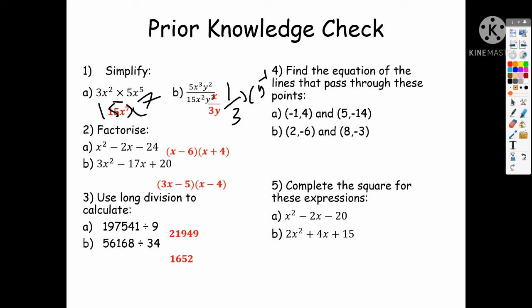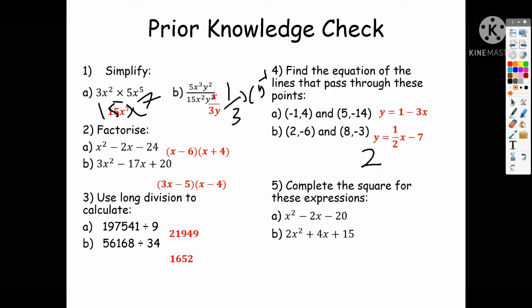And then number 4. Find the equation of the lines that pass through these points. So for A, you can do it on your calculator, and for B, you get y equals 1 minus 3x for part A, and for part B, you get y equals 1/2 x minus 7. You can also multiply by 2 for that last one, and you get 2y equals x minus 14. That would also be fine. Or you could also have for the first one minus 3x plus 1. Both of those are allowed answers, but the way that they are written there is a more useful way.